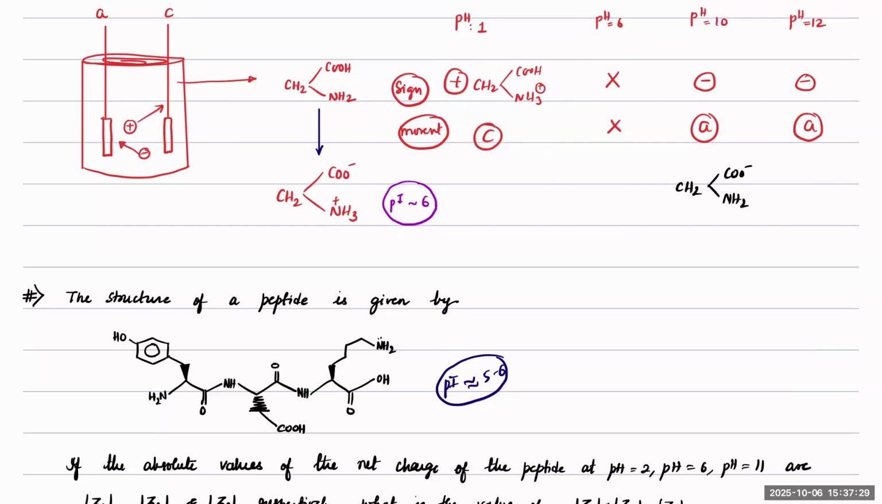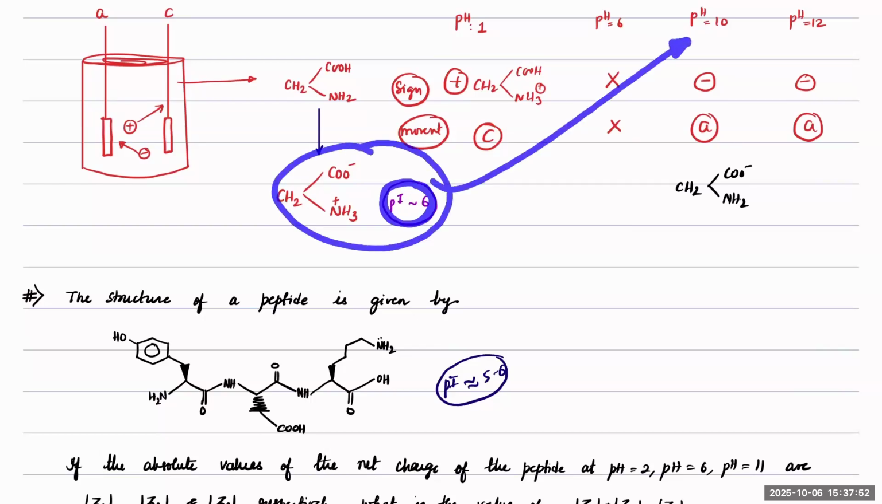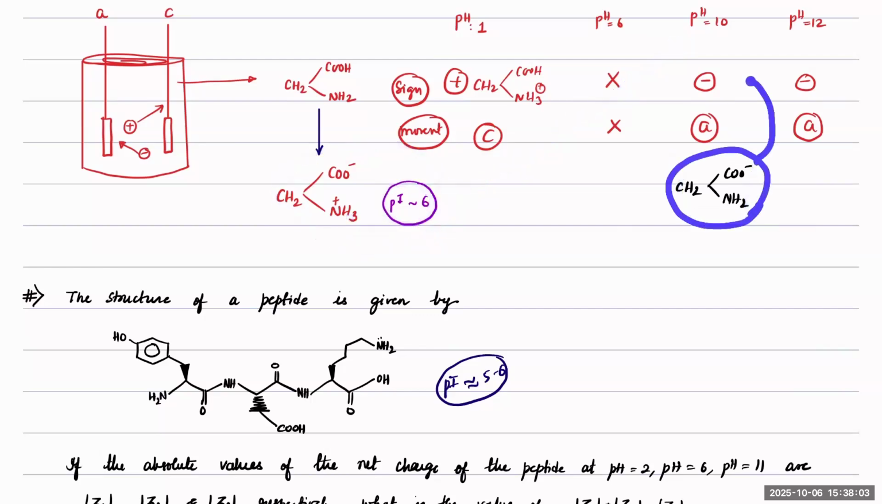Got it? Similarly, if I keep pH equal to 10, then this compound, which is a neutral compound, feels that, because the isoelectric point is 6, the solution which you have added is now basic. And since it is basic, what will it do? It will give away H plus and convert into this ion. And what is this ion now? Anion. This is the anion. And an anion will move towards the anode.